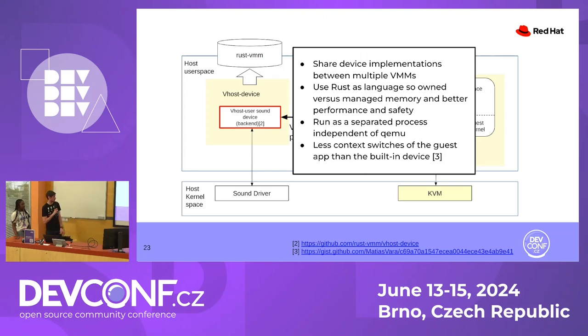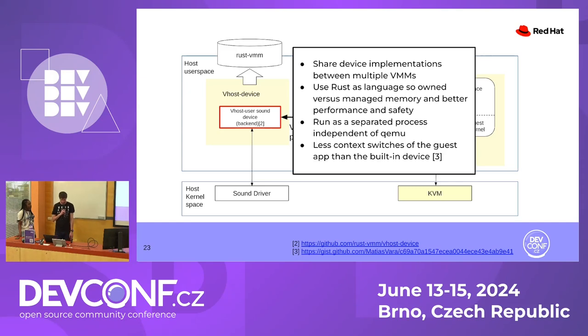For the backend, we decided to implement it by relying on the rust-vmm project. The benefit of doing this is that we already have some structure, some crates that we can reuse to implement our device. Also, the device is implemented in the Rust language, with all the benefits of using that language. Also, when implemented this way, the process runs as a separate process from QEMU. So if the process is compromised, it doesn't mean that QEMU is compromised too. And we have also measured that, compared with other built-in devices, in our case we have fewer context switches.